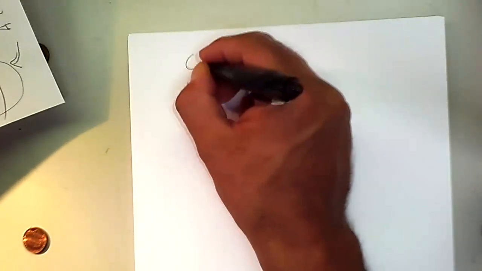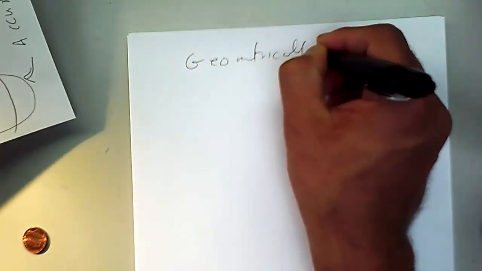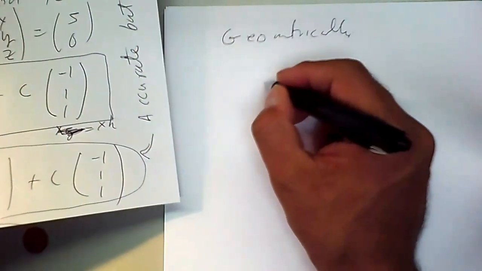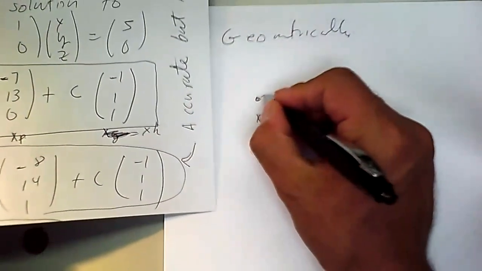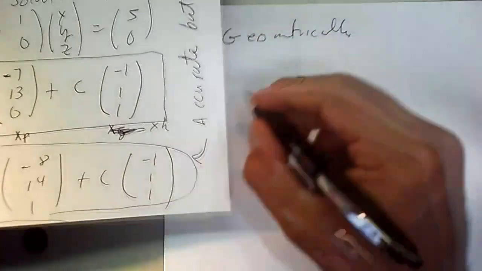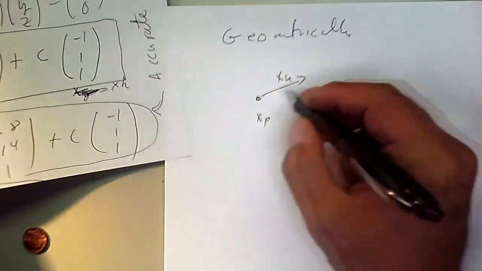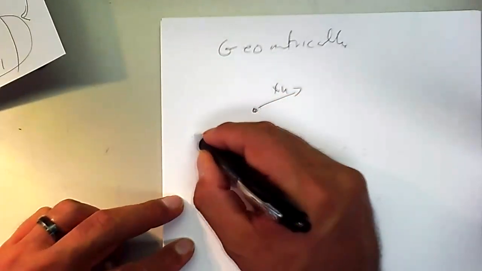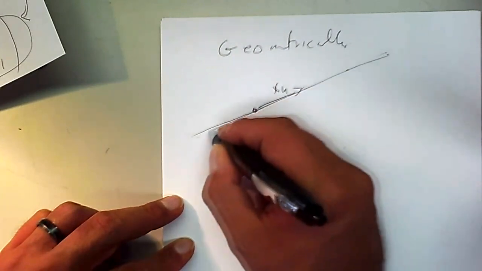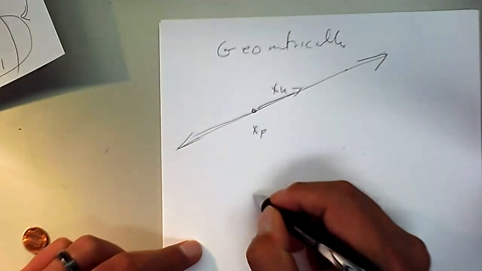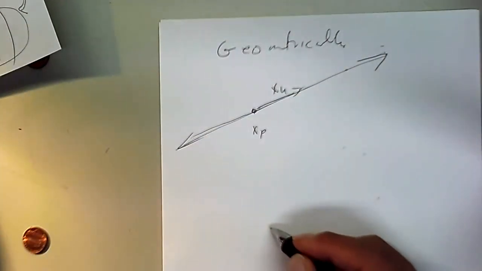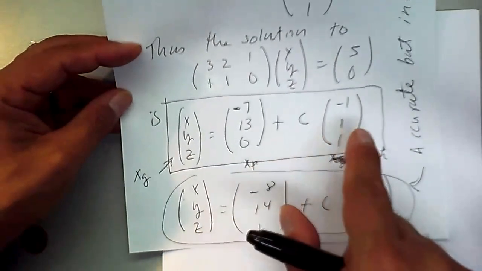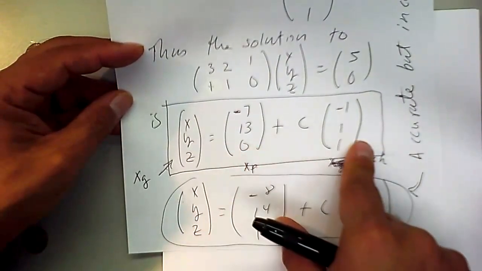So what this is telling us is that in space, geometrically, this is what's going on. You have a point, which is xp, and then a direction vector, which is xh, the homogeneous. And then when we multiply by a generic constant, we have the entire line. So you can have double or triple in both directions. There we go. So we have a starting point and then the direction. That's geometrically what's going on here.